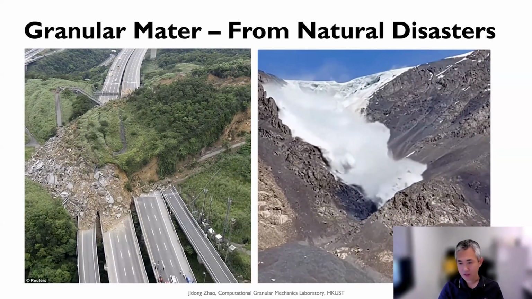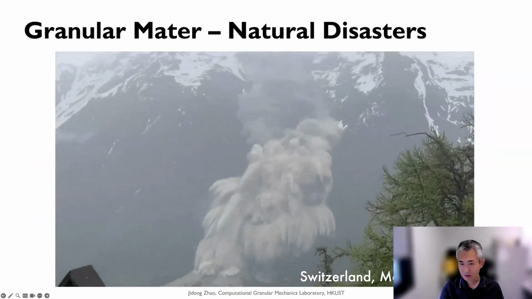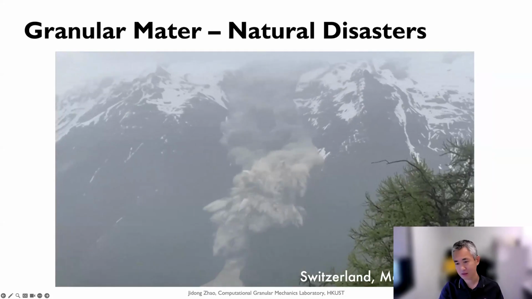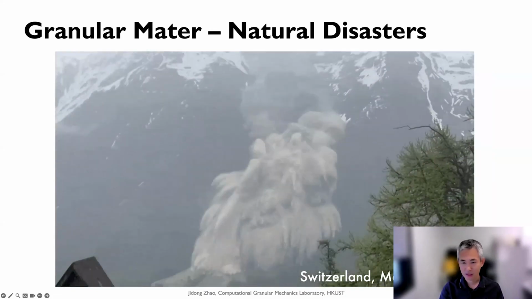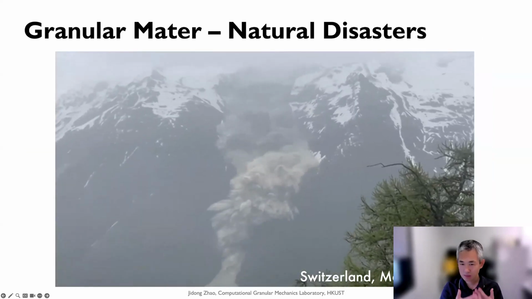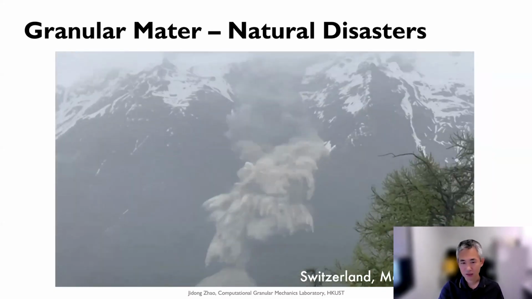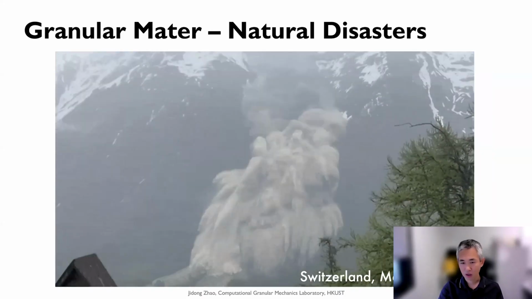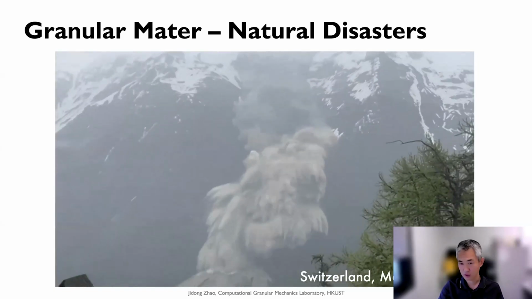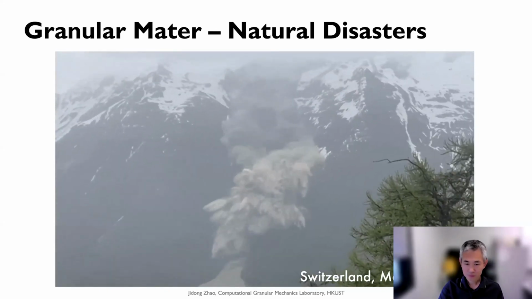And this is another very recent example. This is a rock and ice mixture avalanche, a debris flow, that happened in Switzerland last May. It was caught on camera, and it triggered a lot of interest in how to simulate it by different computational methods, and how to develop a methodology as an early warning system to prevent future injuries or damages to humans and property.